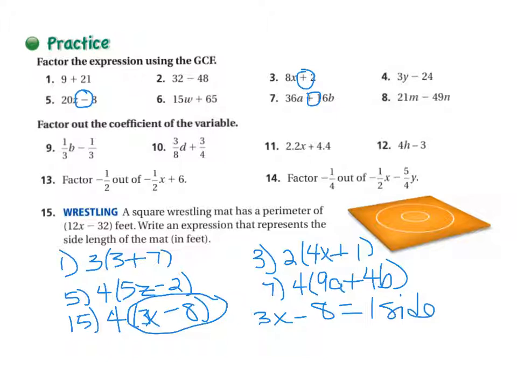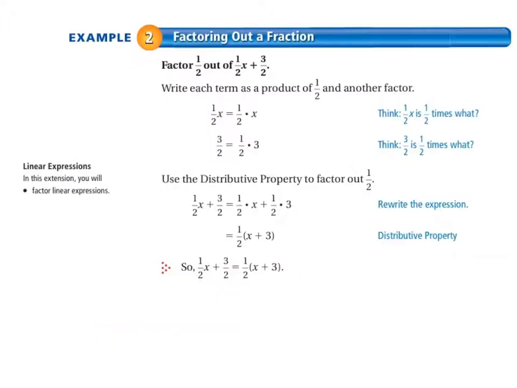So that's what they're asking for in that. Moving on to example 2, we are going to factor out a fraction. It says factor 1/2 out of 1/2 x plus 3/2. So we write each term as a product of 1/2 and another factor. This is very similar to using greatest common factor. It's just we kind of know that 1/2 is the greatest common factor.